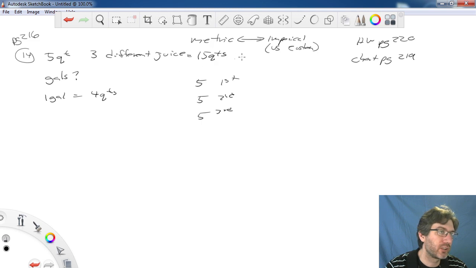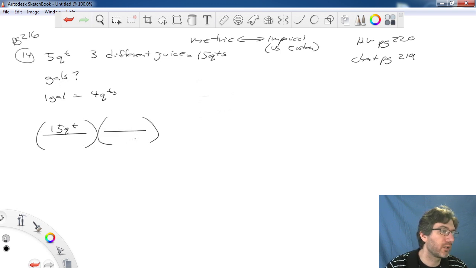So this here is our given information. I want to know how many gallons 15 quarts is. Again, we just did that through reasoning, but you could just do 5 times 3, which gives you 15 quarts. So I want to take 15 quarts and I want to turn that into gallons. So I'm going to set it up. Again, I need quarts to cancel, and I need gallons on top. My conversion ratio is coming right from here, which is 1 gallon for 4 quarts.